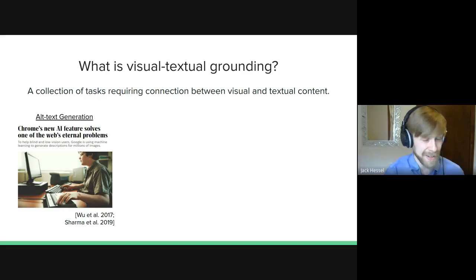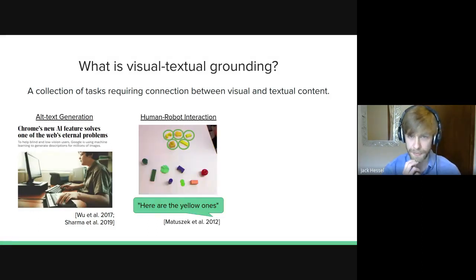One is alt text generation. So this is the caption generation task with, it's sort of a popular image text task. The idea here is that we would like to build machine learning models that process the visual content of an image, maybe the literal objects and actions, and generate a caption based on those detections. This is useful for blind and low vision users who use screen readers to browse the web.